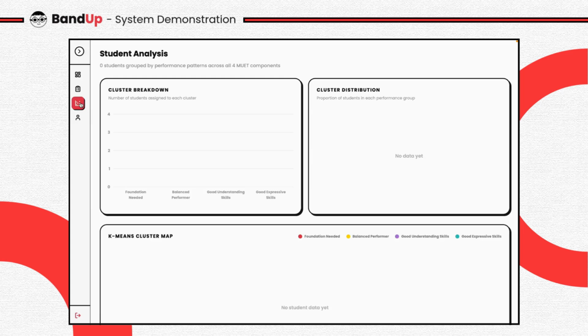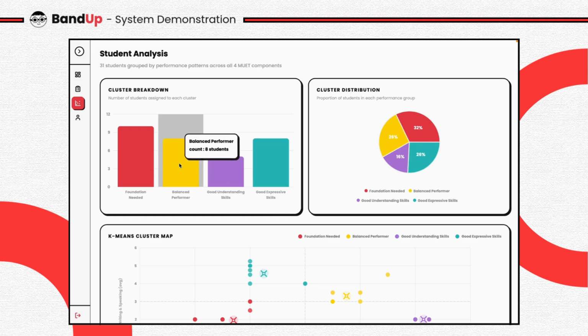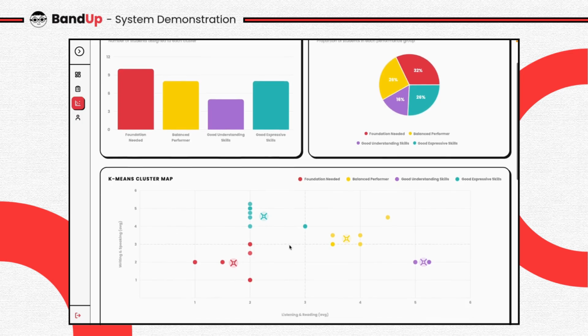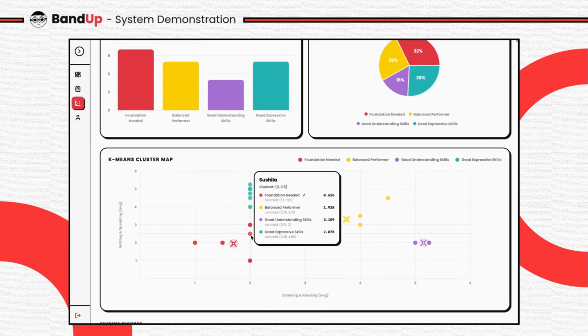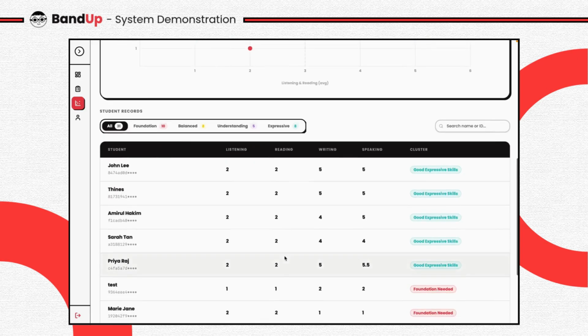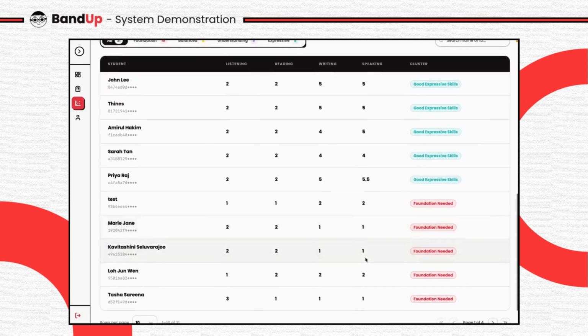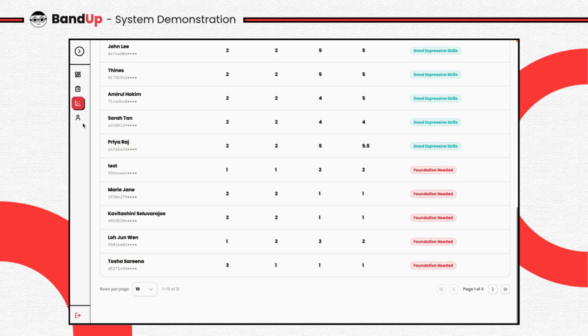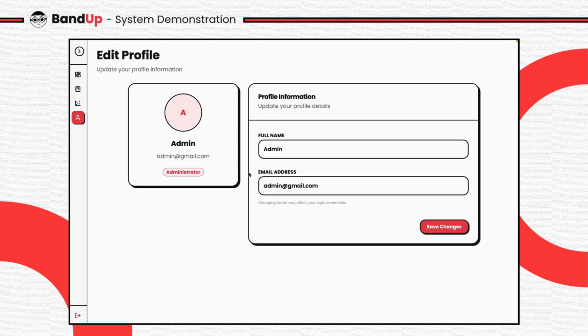As for the K-means clustering analytics feature, it shows the total number of students in each cluster, a detailed K-means graph, and also students' clustering information. Admin also has an edit profile feature to update their full name and email address.